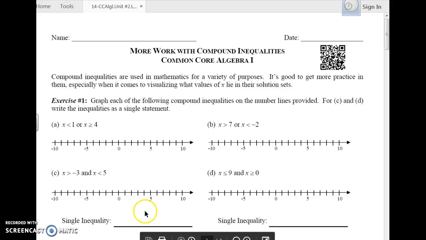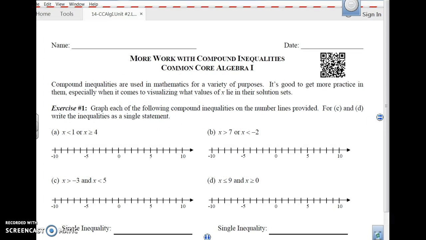This is Algebra 1, Unit 2, Lesson 11, more work with compound inequalities. Okay, so let's take a look at some compound inequalities and graphing them and being able to describe the solution sets. We did a little of this the day before. So let's look at the compound inequalities, the number lines for C and D, and write the inequalities as a single statement. All right, so let's graph this.